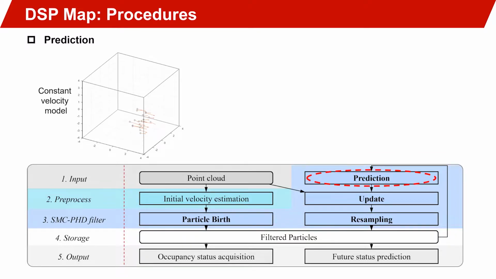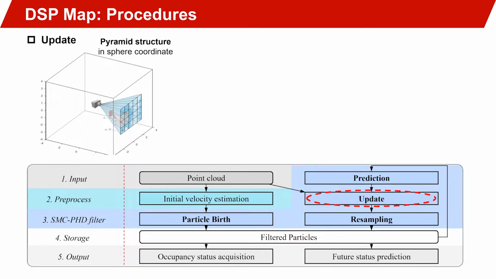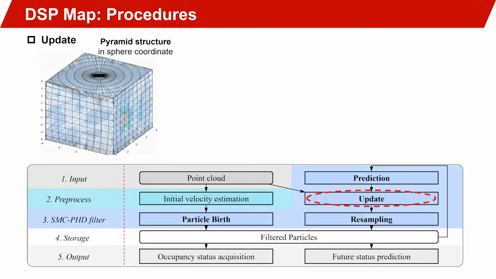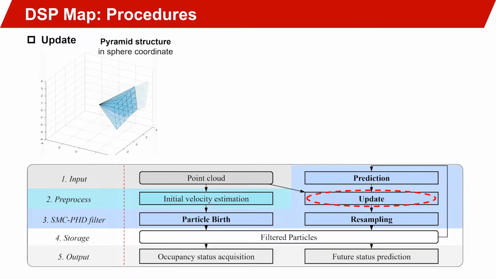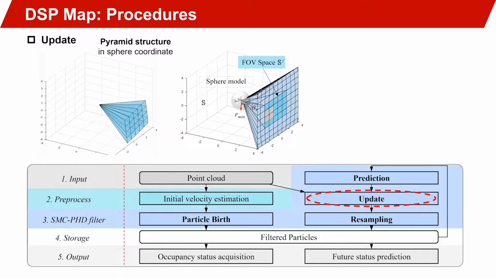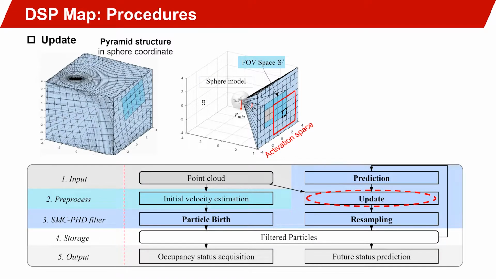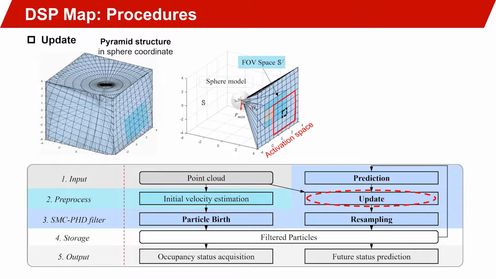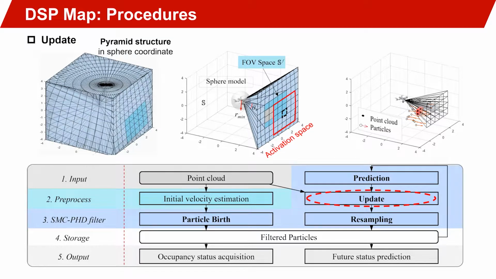The prediction procedure propagates particles with a constant velocity model. In the update procedure, inspired by the perspective projection model for sensors, we use a pyramid structure in the sphere coordinate in the camera frame to represent the FOV space and the occluded space. The map is also divided into pyramid subspaces dynamically. We demonstrate that under Gaussian assumption, the objects in the black dash box can be updated with only point cloud in the activation space. Then the particles in the view field can be updated efficiently.